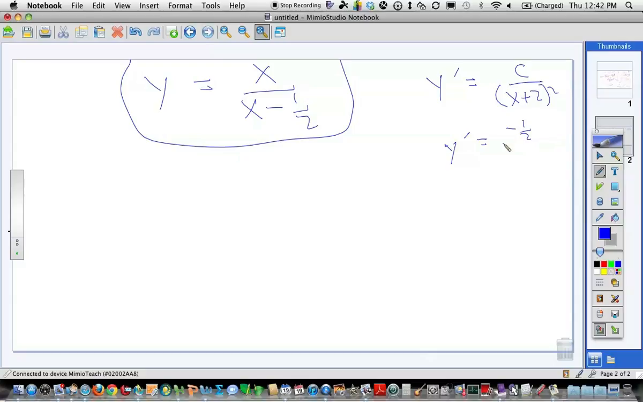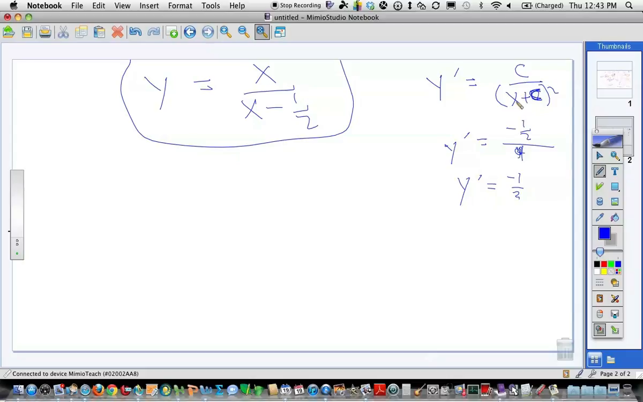Put negative 1/2 for the c, and put what in for x? 0, because this is at (0, 0). So x is 0, so we get 2 squared, which is 4. What's negative 1/2 divided by 4? Wait, I did something wrong there. What did I do wrong? Oh, it's x plus c. Thank you. Not x plus 2. It's c over (x plus c) squared.